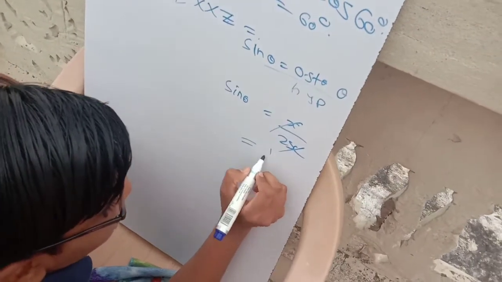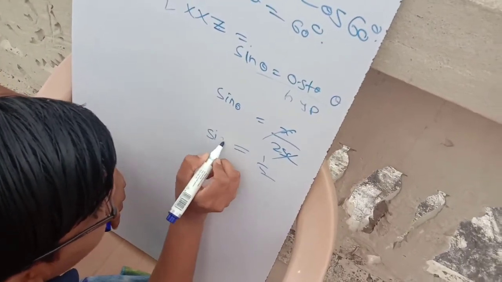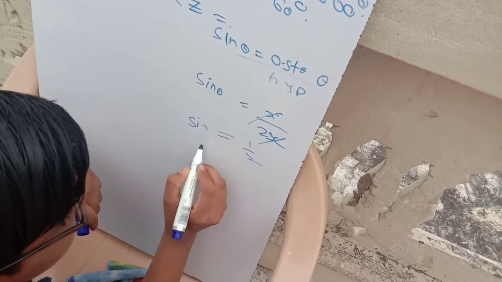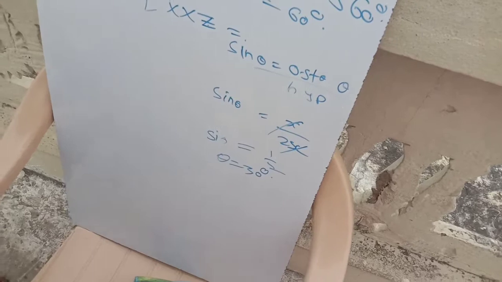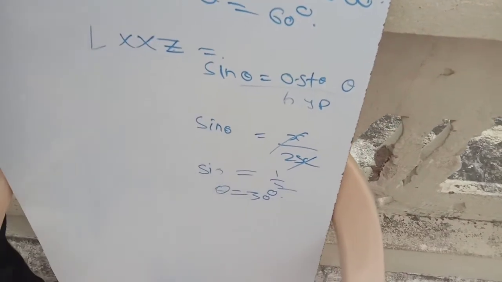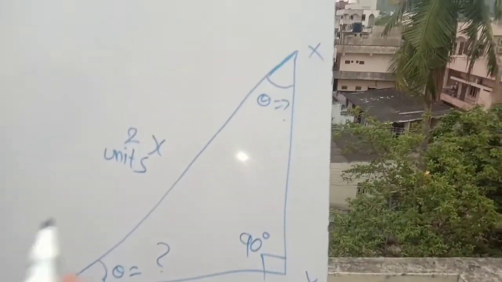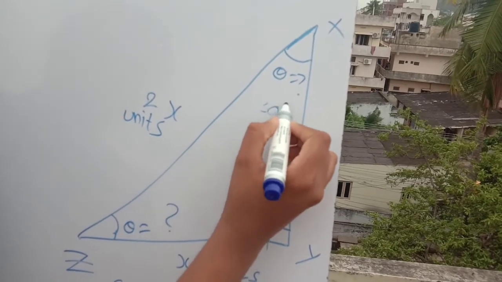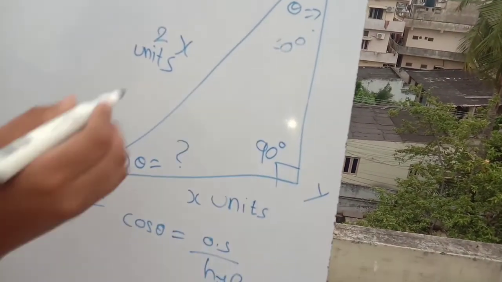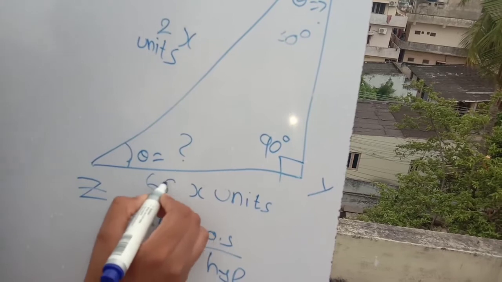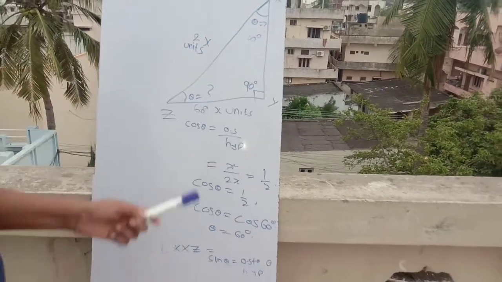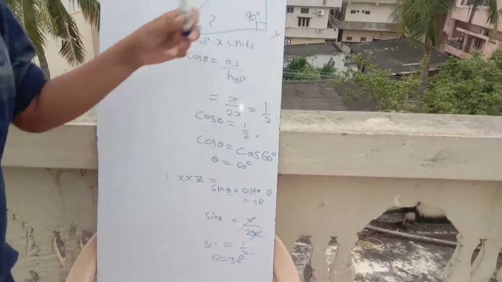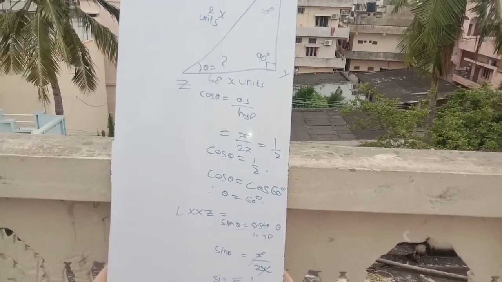So 1 by 2. Sin theta is equal to 1 by 2, so definitely theta is going to be 30 degrees. So here the angle YXZ is going to be 30 degrees. Here angle YZX is going to be 60 degrees. So this is a 30 degrees angle, this is a 60 degrees angle, and this is a 90 degrees angle. So like this we have completed the sixth sum.